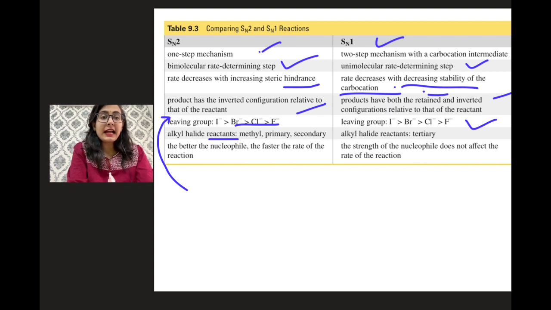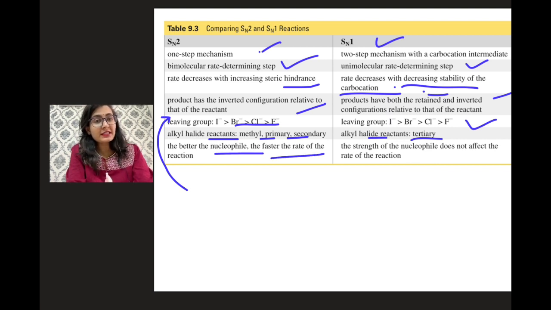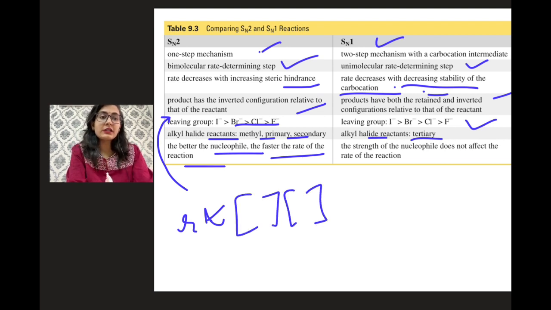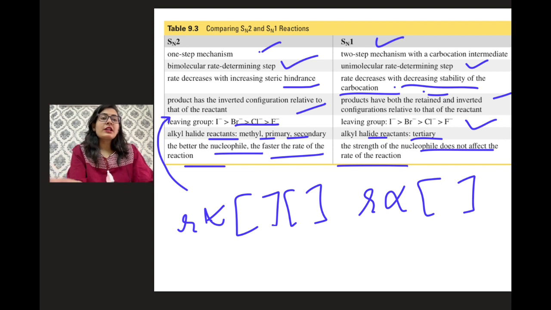For alkyl halide reactants, methyl, primary, secondary are more favored in SN2. For alkyl halide reactants, the tertiary group is more favored in the SN1. The better the nucleophile, the faster the rate of reaction in the case of SN2, because the rate is proportional to both the concentration of the substrate as well as the nucleophile. But here in SN1, the rate is only dependent on the concentration of substrate. All right, so the strength of the nucleophile does not affect the rate of reaction.